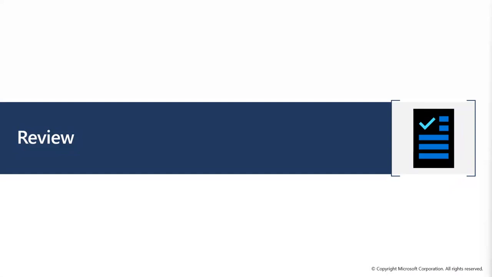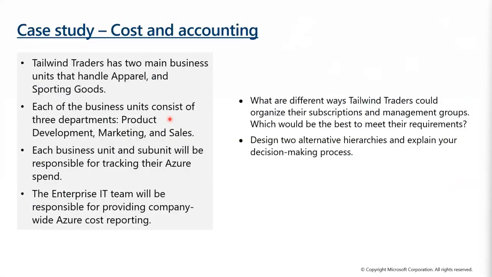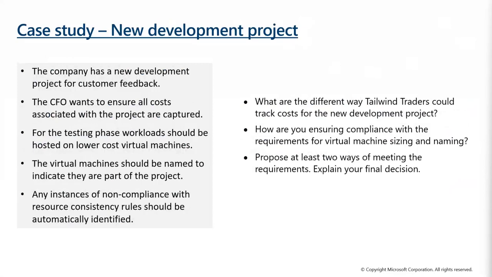Okay? Now, the case study of this lesson, folks, goes like this. I'm going to show you where to get the whole case study. Don't worry. What are different ways our company, in this case, Tailwind Traders, could organize their subscriptions and their groups to meet the requirements they have? They have product development, marketing, and sales. That's the first thing, okay? They have apparel and supporting goods. Each unit will require a subunit responsible for tracking their own spends. How do we track the spend? I gave you the answer in a demo. The IT enterprise team will be responsible for creating the report. Now, the company has a new project that is coming that we need to control and create.